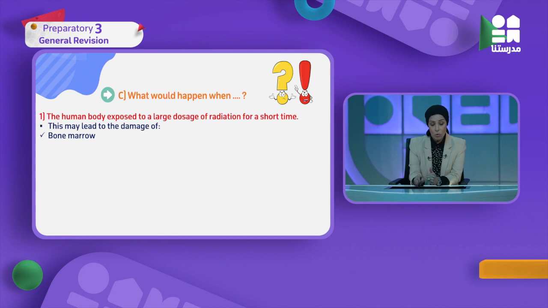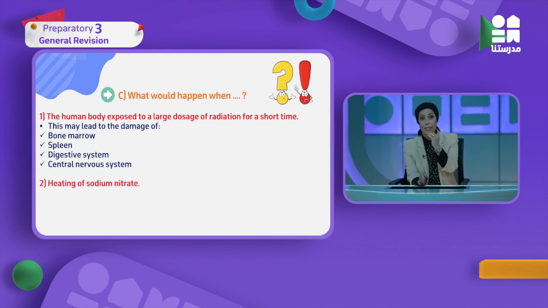أول حاجة they may lead to bone marrow, spleen, digestive system, central nervous system damage. كل السيستمز دي حصل لها damage: the bone marrow, spleen, digestive and central nervous system.